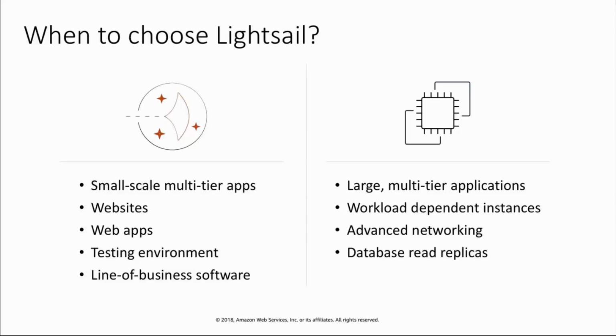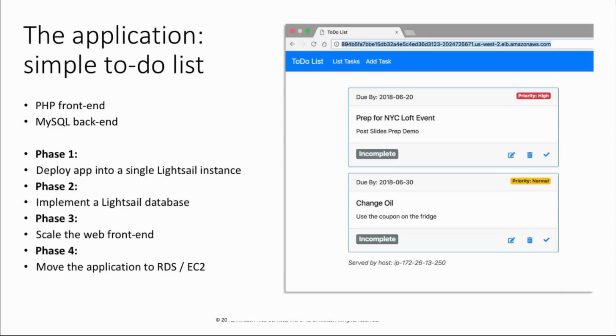So what we're going to deploy today is a very simple application. It's a to-do list, right? So we're going to go through 4 phases. This application has a PHP-based web front end, and it has a MySQL database on the back end. We're going to start out by just deploying the application into a single Lightsail instance. So the database and the web front end will be in the same instance.